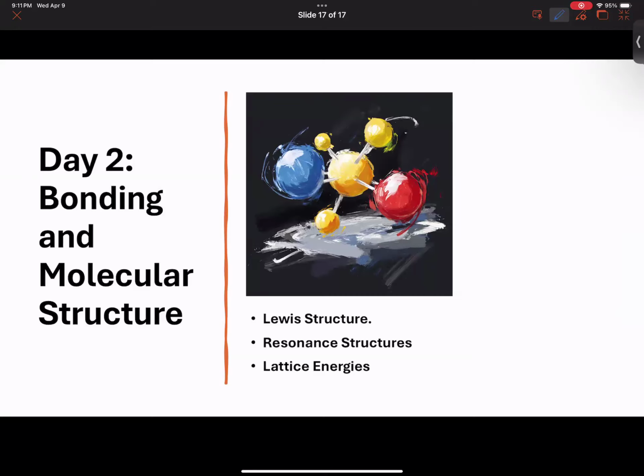Day 2 will be reviewing bonding and molecular structure, including how to draw and interpret Lewis structures, resonance structures, and lattice energies.